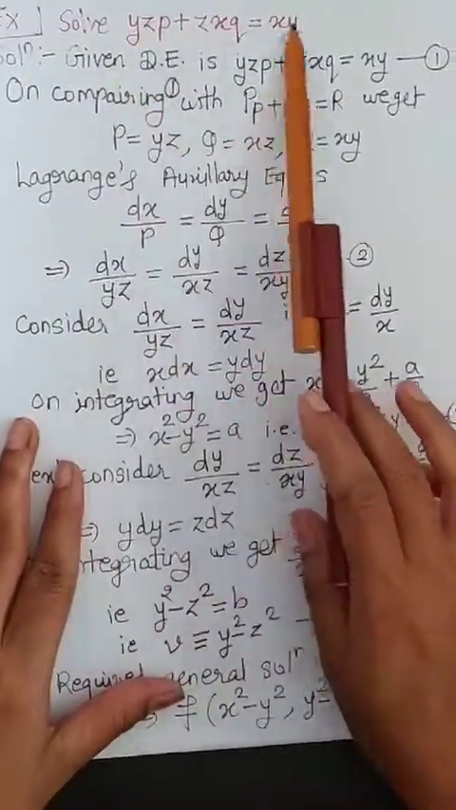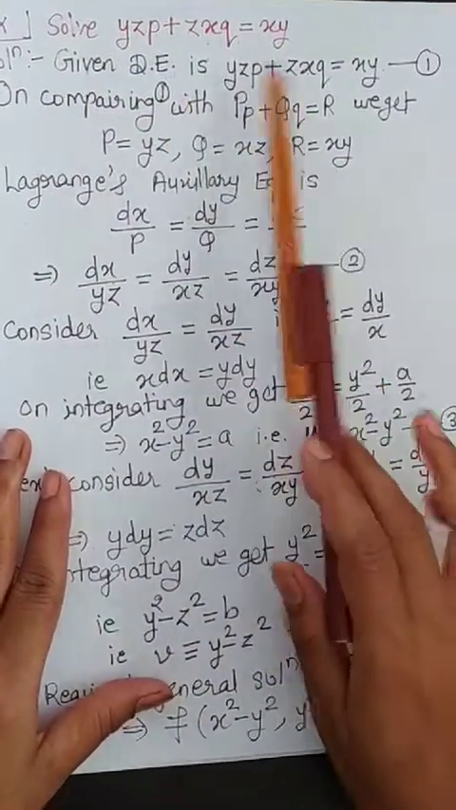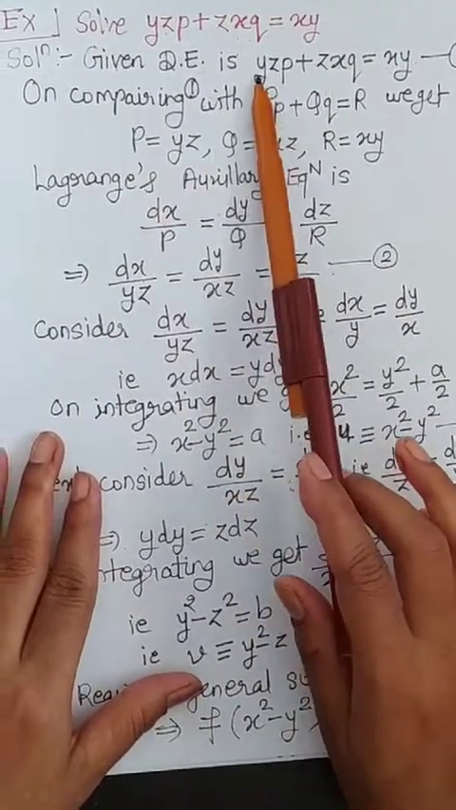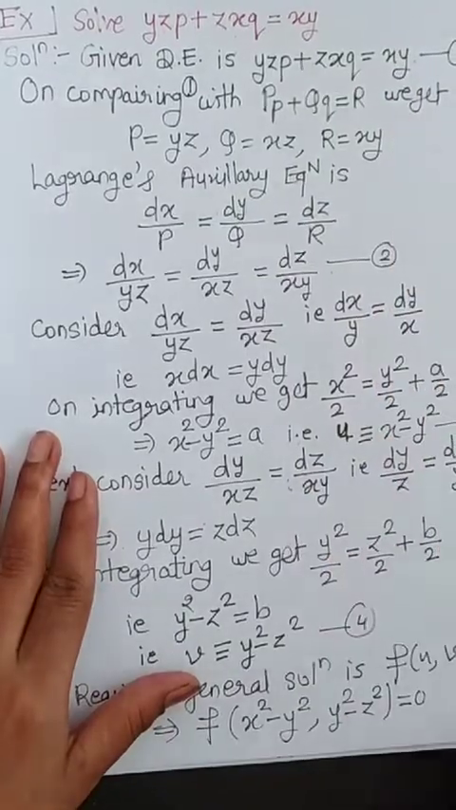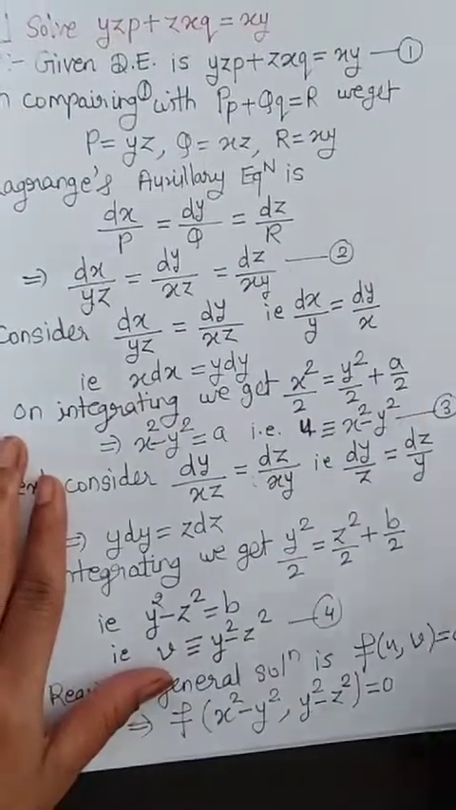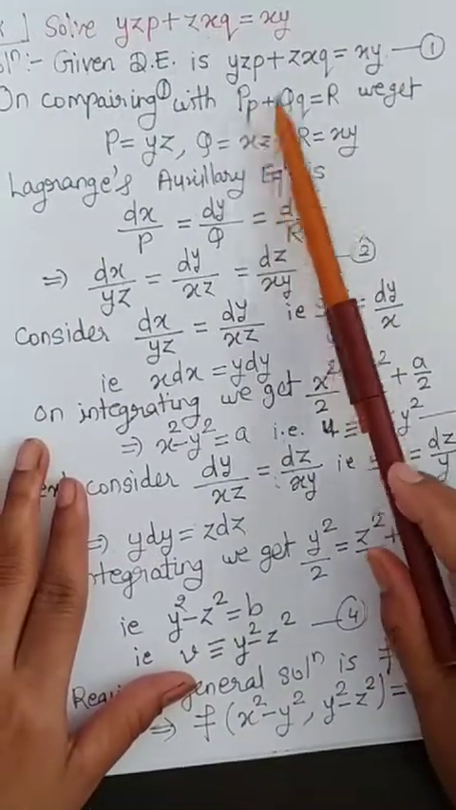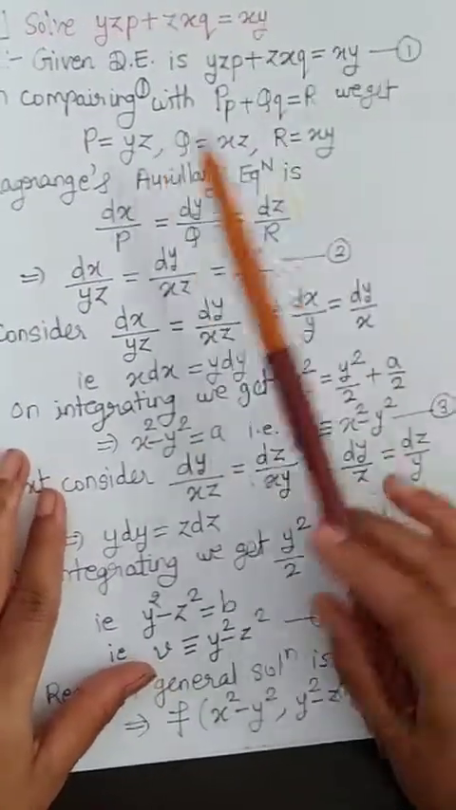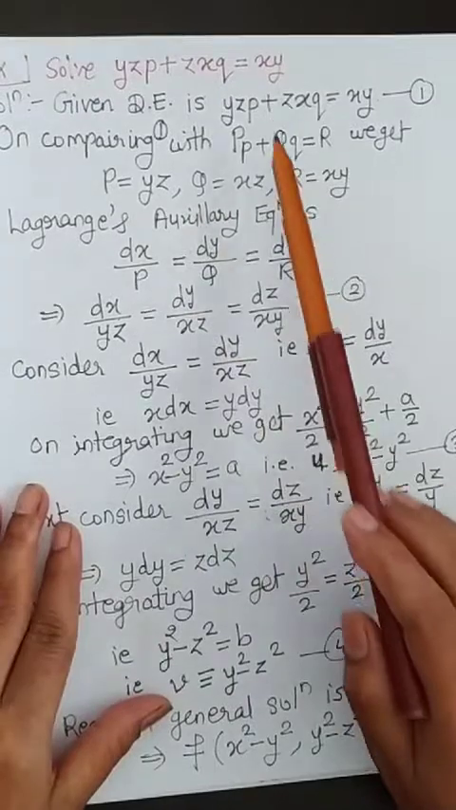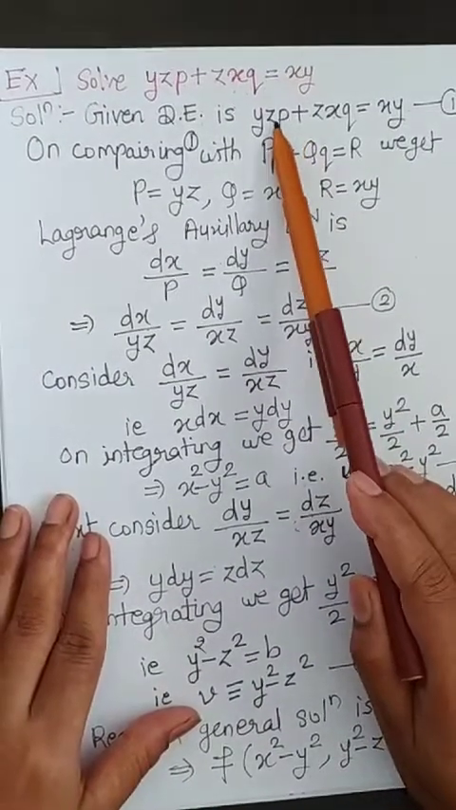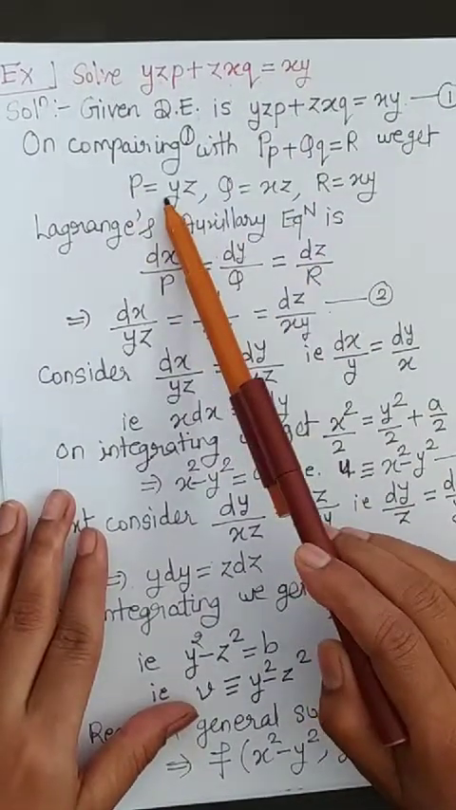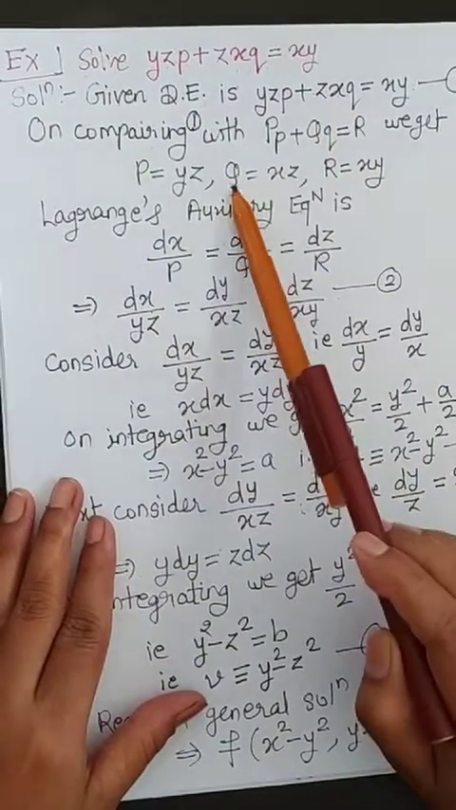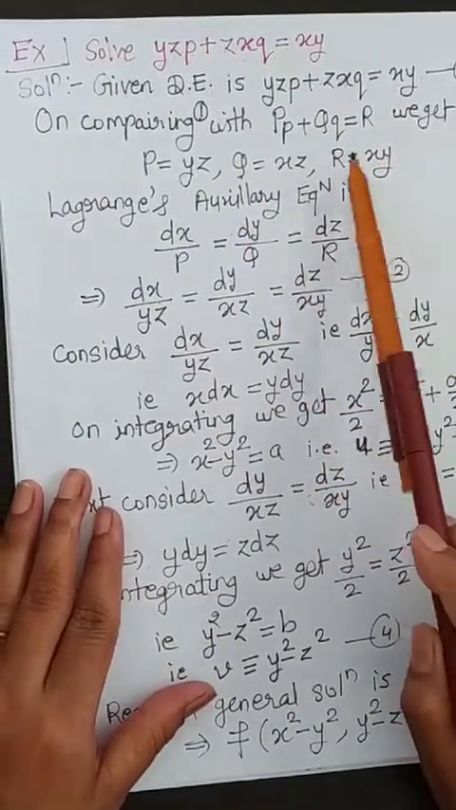So the given differential equation is this partial differential equation. What we do is first see whether it is in the standard form or not, as per step 1. That is comparing this with the equation Pp plus Qq equal to R in order to get capital P, Q and R. The coefficient of small p is capital P. So what is capital P? It is yz. The coefficient of small q is zx, so that is Q. And the right hand side is R.